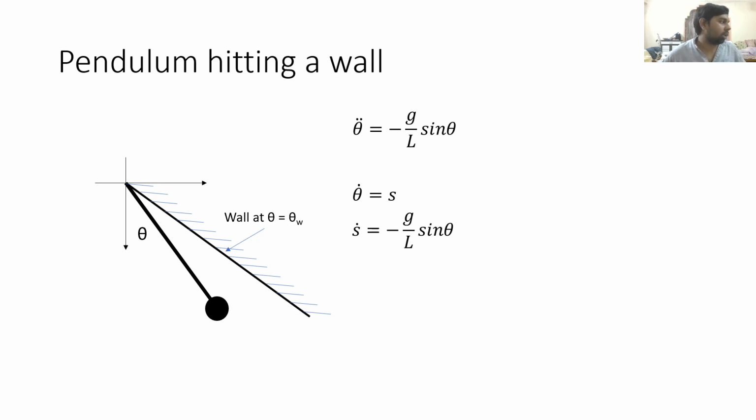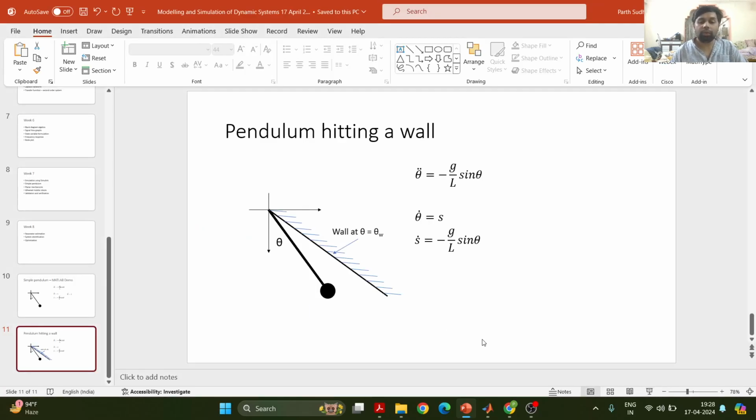With each subsequent collision, it will lose a certain amount of energy, and finally it will have barely enough energy to just reach the wall. After that it will keep oscillating. So that is the concept. How do we incorporate that in MATLAB? Any idea?